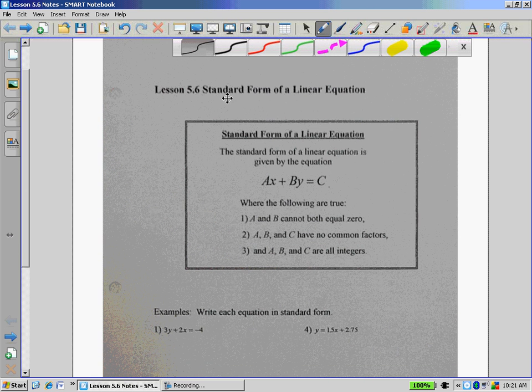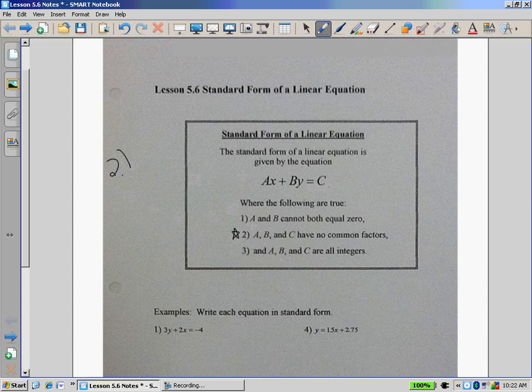Our qualities of a traditional standard form: A and B cannot both be 0. A, B, and C cannot have any common factors. So, for example, looking at number 2 here, if we had 2x plus 4y equals 6, 2, 4, and 6 have a common factor of 2, so we would have to divide by 2, and we would have 1x plus 2y equals 3, or just x plus 2y equals 3. In this case, we cannot have any common factors between A, B, and C.